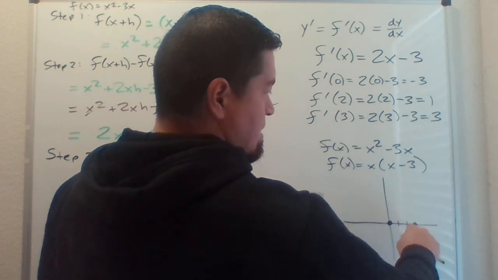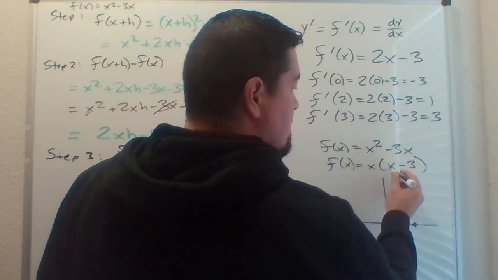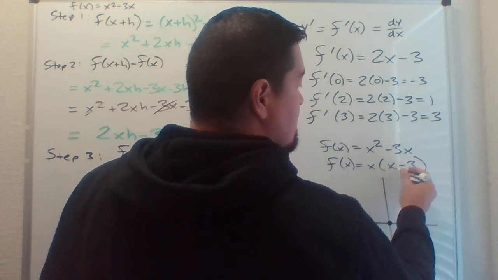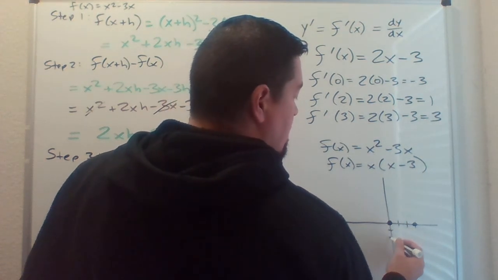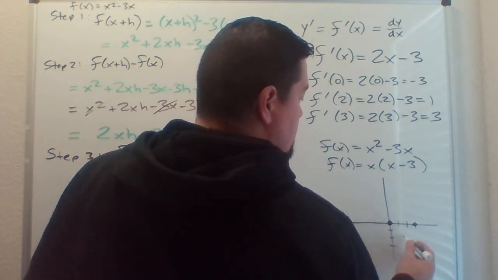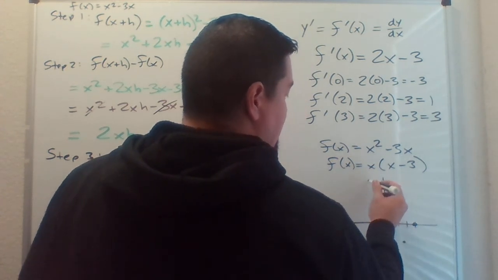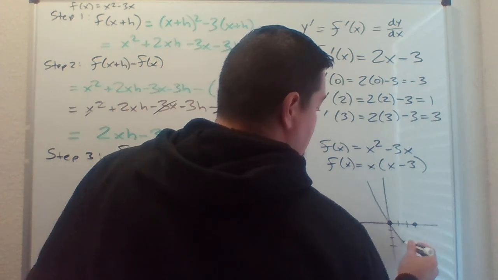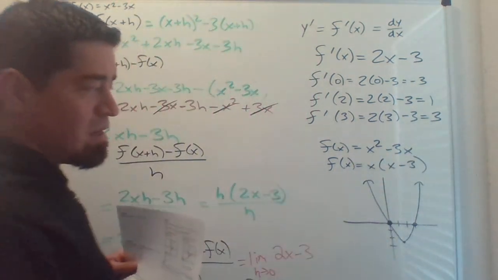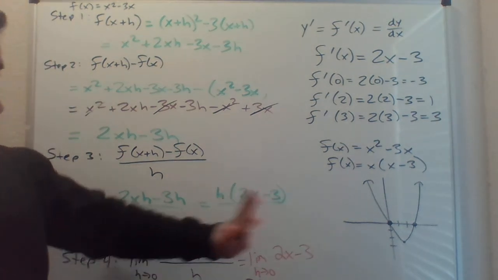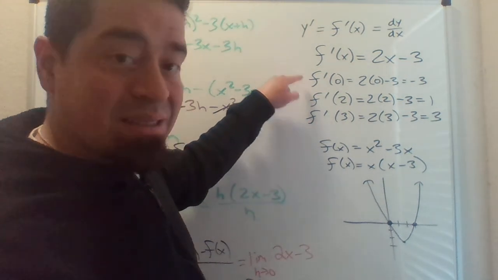Then maybe somewhere in between, halfway, maybe like 1.5. What is that? 1.5 minus 3 is negative 1.5, times 1.5, that's negative 2.25. So it's 2.25 down, about right there. But again, you could just plug it into a calculator. You could type in different points and get the same shape. So that's not the point of this. The point of this is I want to illustrate what these things mean.